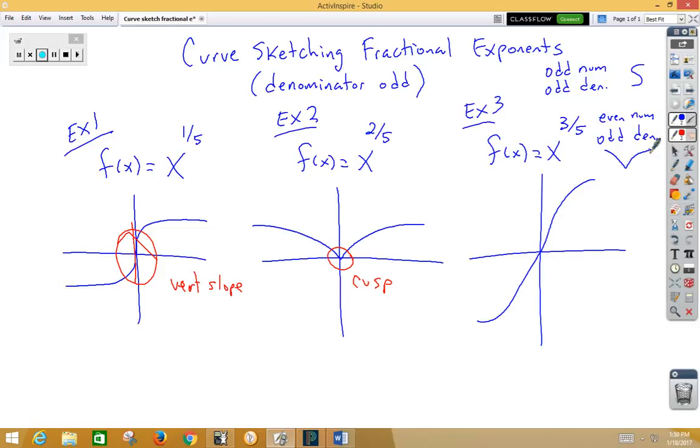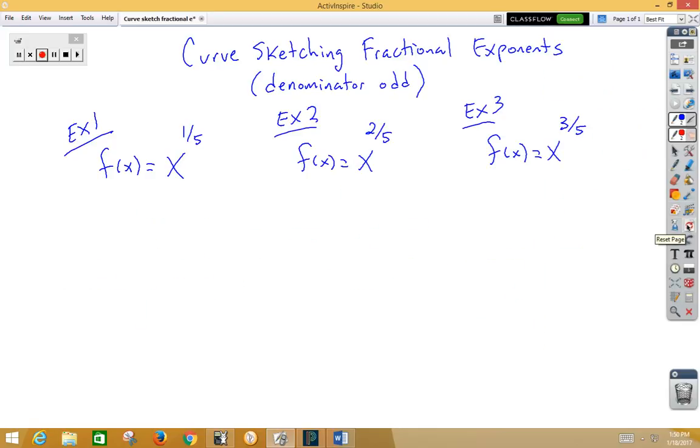Well, now let's take a look at this exact same thing, only using some calculus. So I'm going to go ahead and erase this work, and let's go ahead and prove this a little bit. So let's start off with example 1, and we're going to go ahead and do the first derivative to find increasing, decreasing. Well, so the derivative would be 1/5 x to the negative 4/5, which could be written as f prime of x is equal to 1 over 5x to the 4/5.